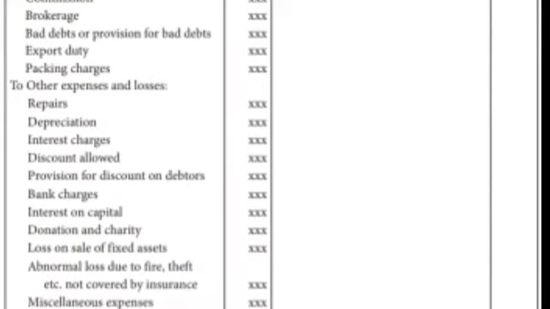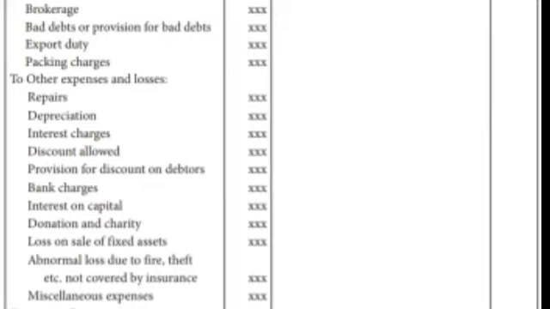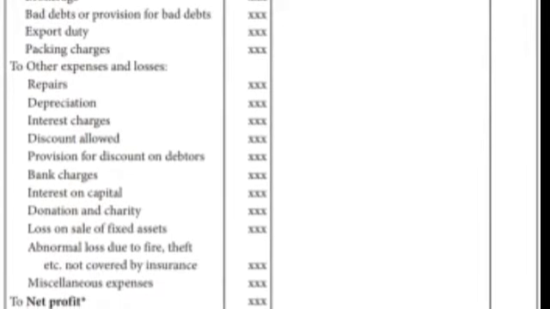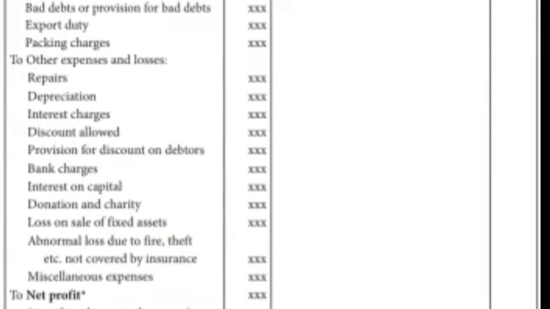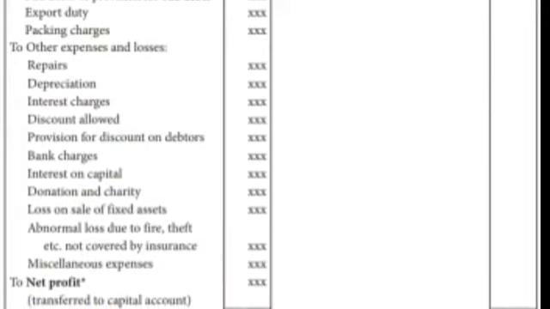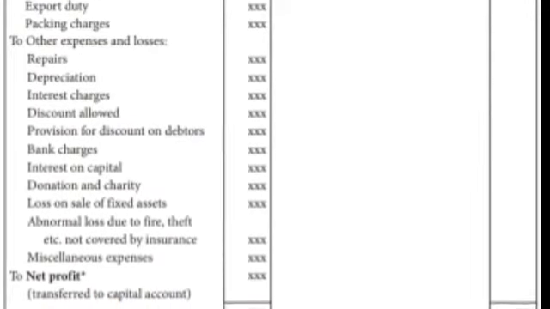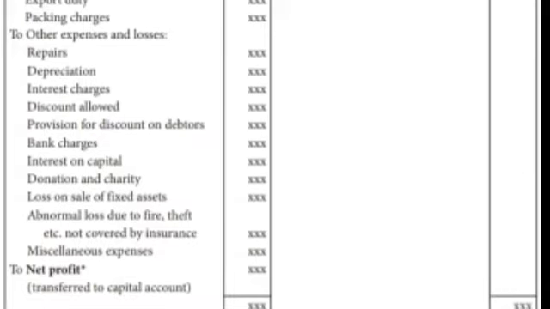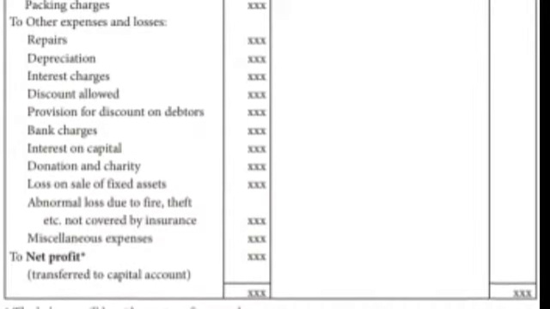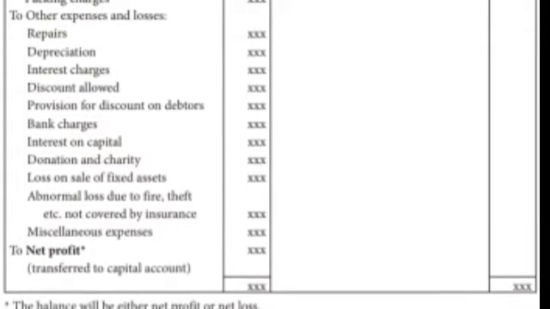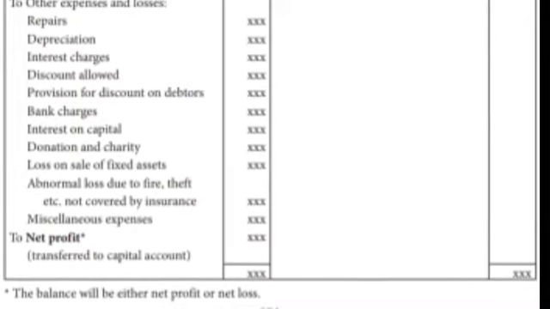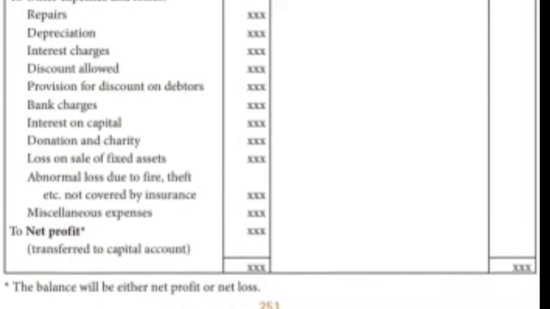If the credit side is more, the balancing amount means we have to find the net profit, and if the debit side is more, the balancing amount means we have to find the net loss. So net loss is transferred to the capital account. Here, the net profit is transferred to the capital account. See here, children, the balance will be either a net profit or a net loss. Whatever we find, either profit or loss, it depends on the accounts.